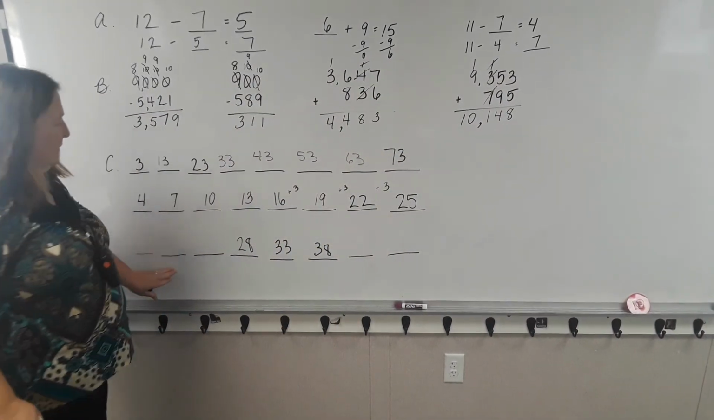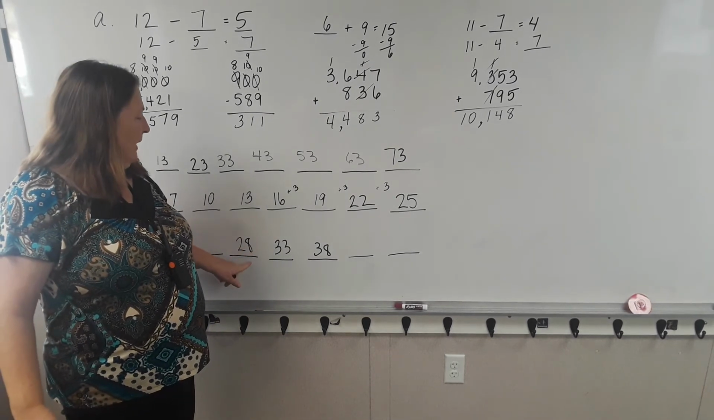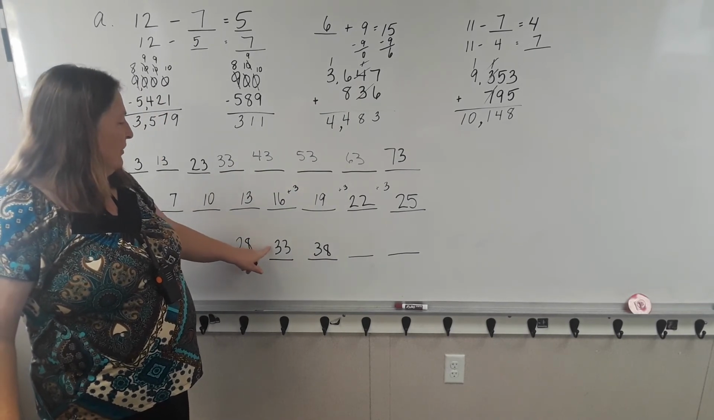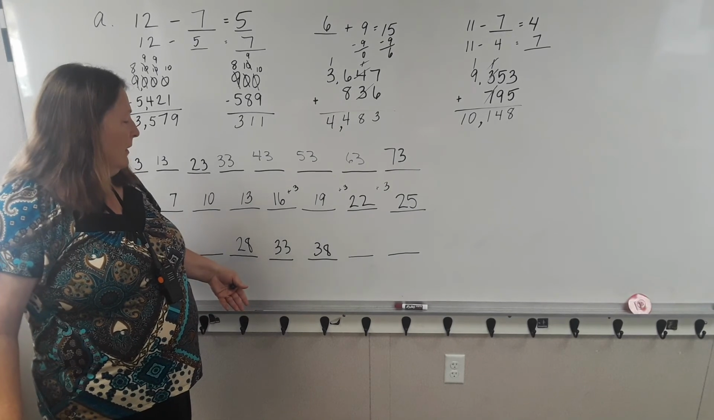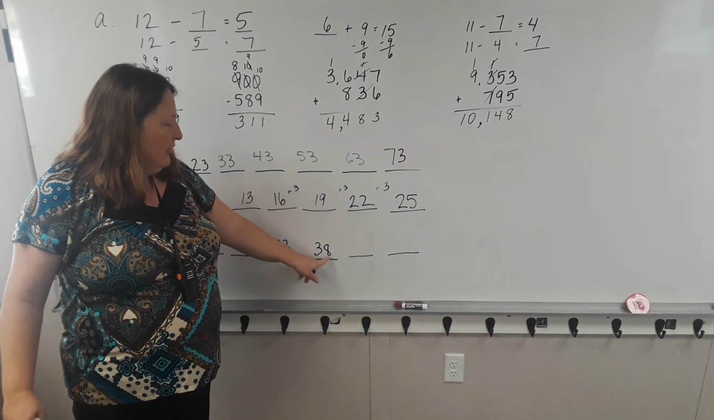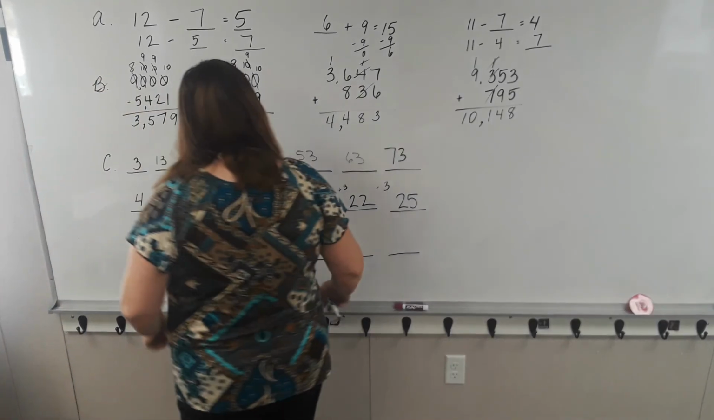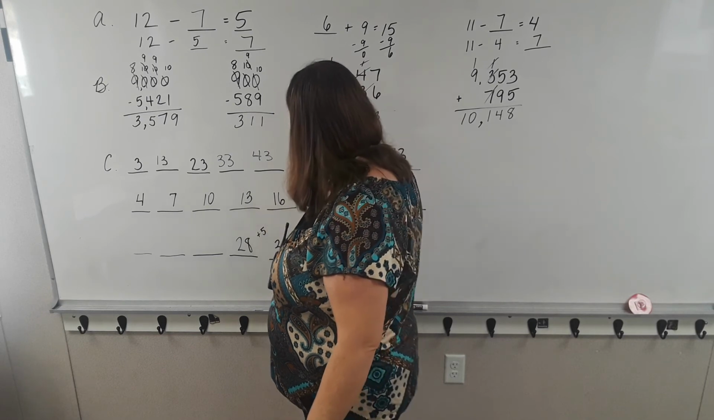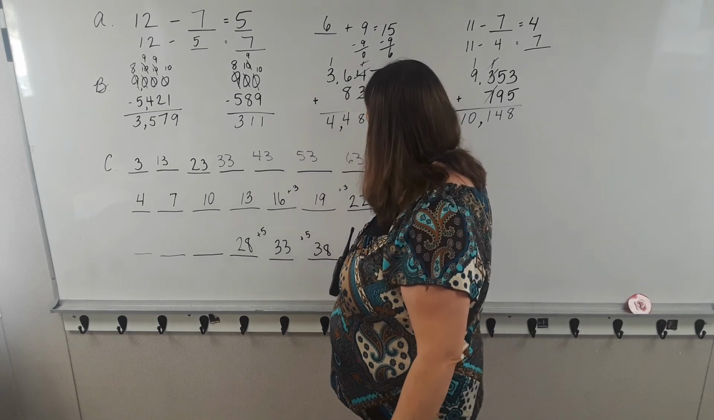Now looking at all these blanks, we really can't figure what they are unless we look at these numbers. So how do we get from 28 to 33? What do we add? What would we add to get from 33 to 38? We would add 5. 28 plus 5 equals 33. 33 plus 5 equals 38.